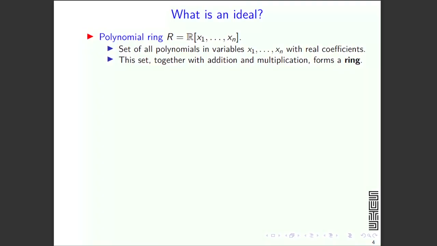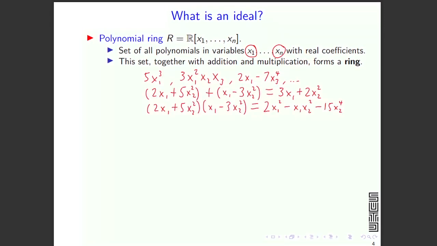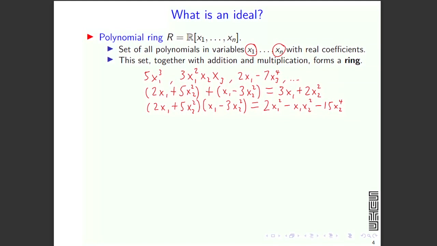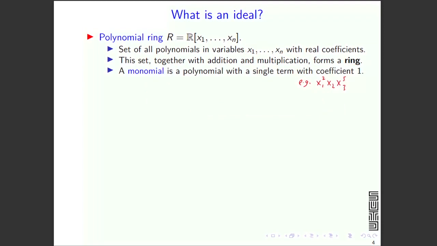Let's begin by explaining what ideals are. Suppose we have n variables, x1 up to xn. We can form polynomials in these n variables. We can add and multiply polynomials. Now take all polynomials together with plus and times. We get an algebraic structure called a ring. The ring includes monomials, polynomials with one term and coefficient 1.